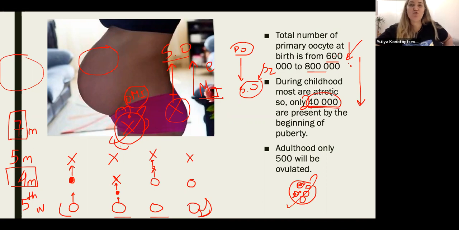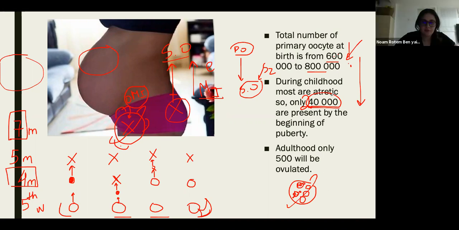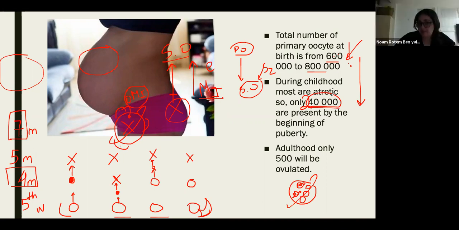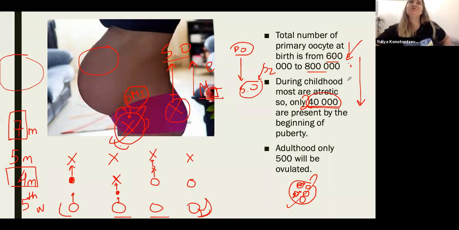How many do you choose monthly? It's 2, one from each ovary. Actually, it's 15 to 20. Every month, out of this 40,000, we choose 15 to 20 because, you know, we're girls, we need options, lots of choices. So 15 to 20 follicles.